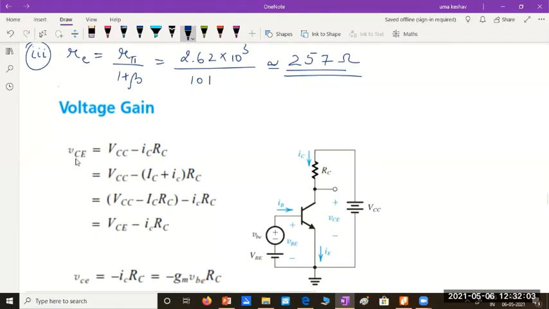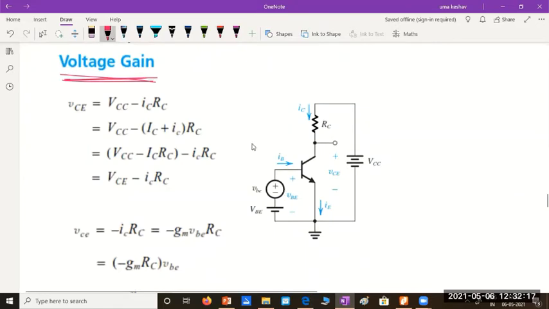Next, let's move on to find the next important parameter, that is the voltage gain in this amplifier circuit. Remember, this was the initial amplifier which was given to us, right? The same amplifier we considered when we analyzed all GM, R pi, RE and all. It's the same circuit. I've written it again here. Now, how to determine the voltage gain? Voltage gain in this circuit is usually defined as AV. It is the output voltage divided by input voltage.